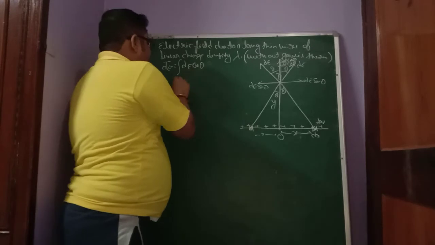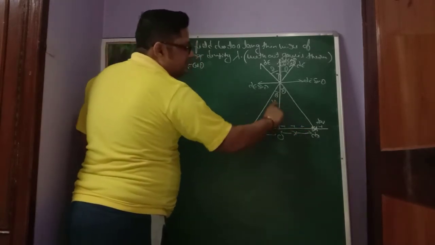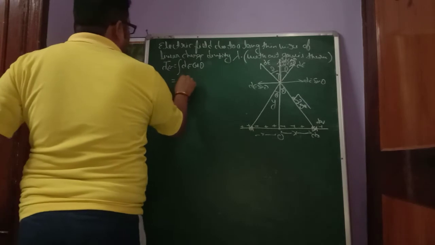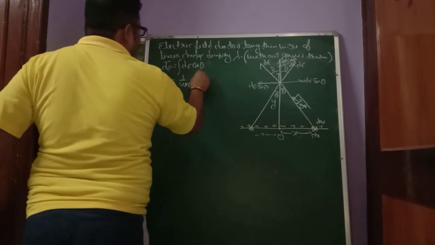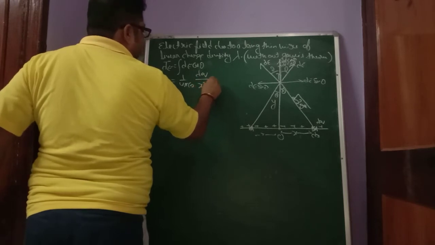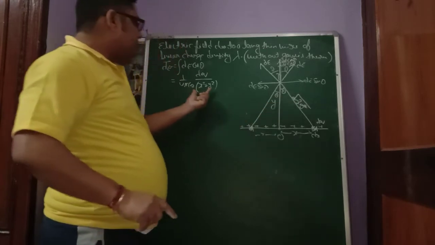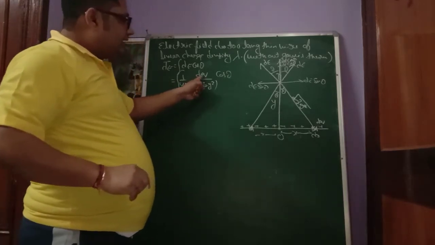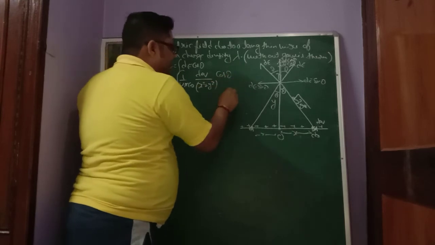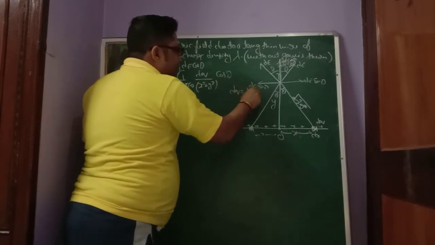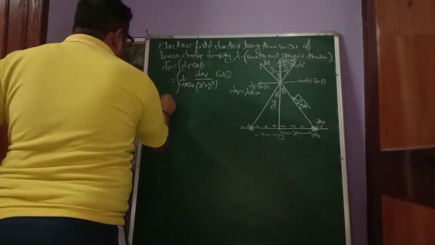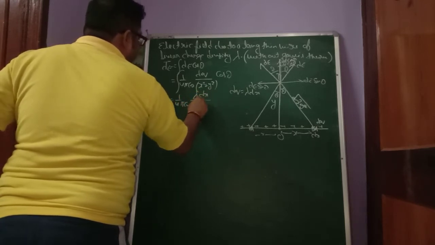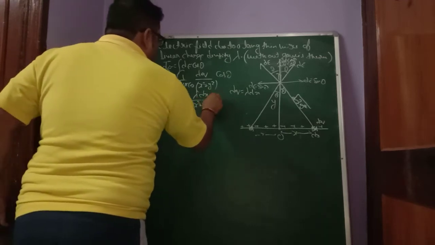Now this dE is due to charge dq. This is distance x, this is distance y. So by Pythagoras theorem, the distance is the square root of x square plus y square. So dE would be equal to 1 upon 4 pi epsilon naught dq upon x square plus y square, times cos theta. Now this we have to integrate. Here the dq we can convert: this is linear charge density lambda, so we can put dq as lambda dx. So dE is equal to 1 upon 4 pi epsilon naught lambda dx upon x square plus y square into cos theta.